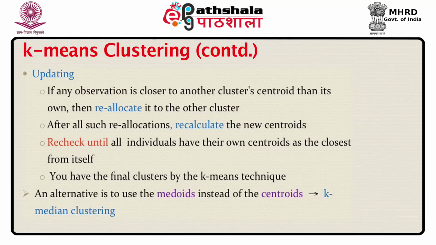An alternative to the k-means clustering is the k-median clustering, which is not much different except that instead of the centroids, at each step we'll be looking at the medoids, that is the median value within the cluster. And then we would be repeating the whole thing based on medoids rather than on centroids.